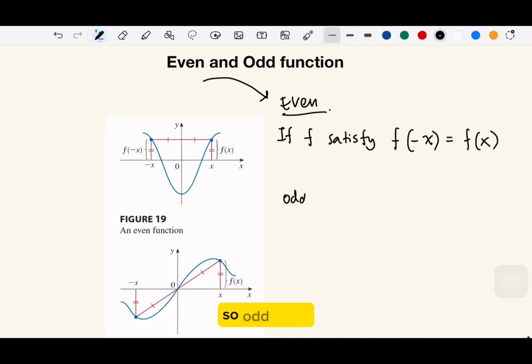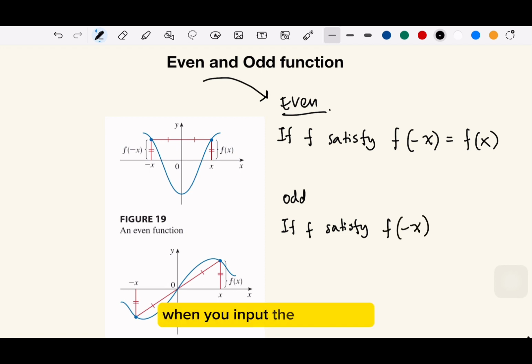So odd is if f satisfies, when we input the negative x, we get negative f of x. The example is maybe x cubed. You just want to remember x cubed, because if you think of cubic, you put in -1, the result is -1, right? You put in a negative, it will have another negative as the outcome. So even function, odd function.